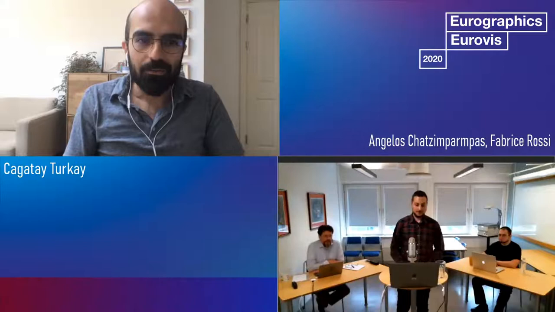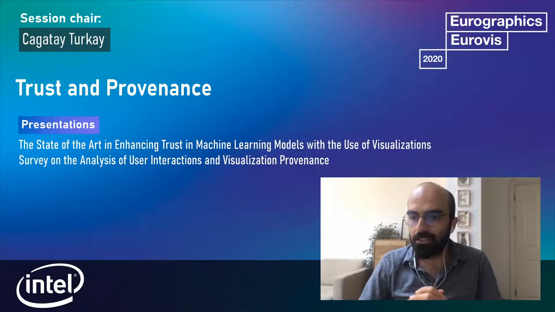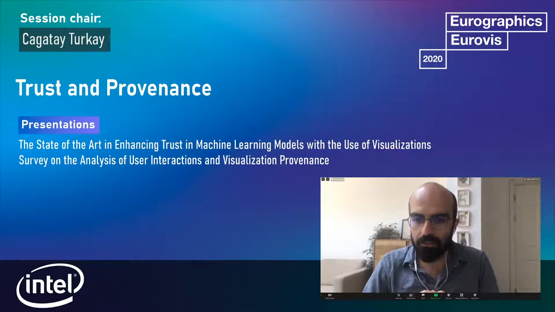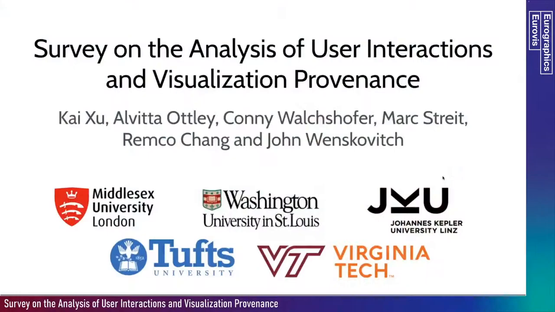So next up, we have the second survey, which is on the analysis of user interactions and visualization provenance. It's by Kai Xu, Alvita Otley, Connie Waldschofer, Mark Streit, Remco Cheng, and John Vanchkovich. The presentation is given by multiple authors, and we can go to the pre-recorded talk now.